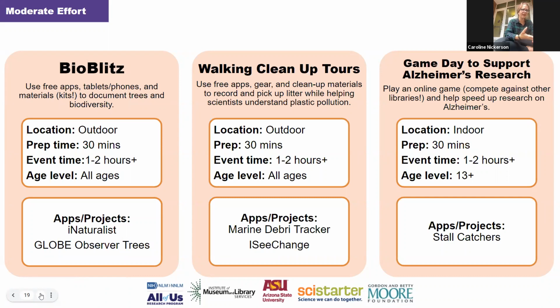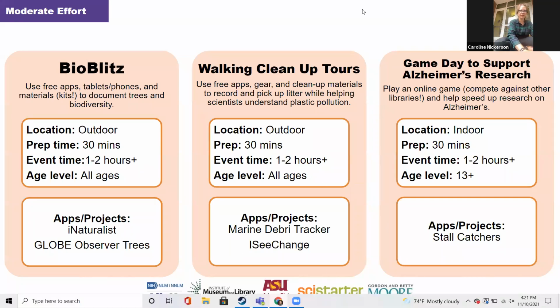You can have people go out there and monitor biodiversity, just documenting as many different plants and animals as you can in that time period. That could be a really fun event. And there's a lot of learning there, because people also learn about what different species are in their local environment, which is very important for science and also just for community embeddedness.